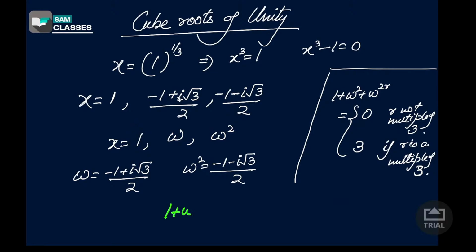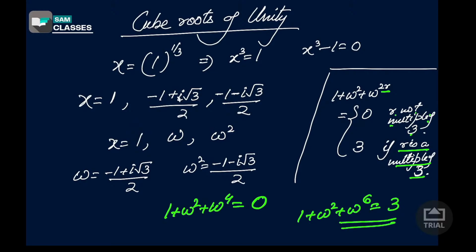1 plus omega square plus omega, if r is not a multiple of 3, so we have, if I write 2, this will be equal to 0. But if r is a multiple of 3, this will be equal to 3. Clear? Chalo.